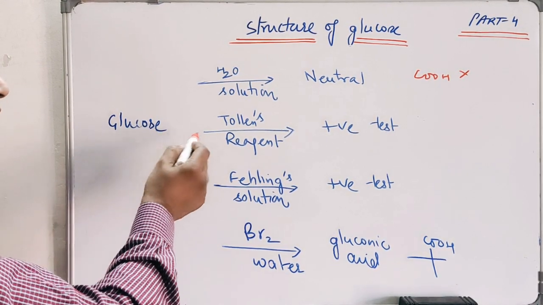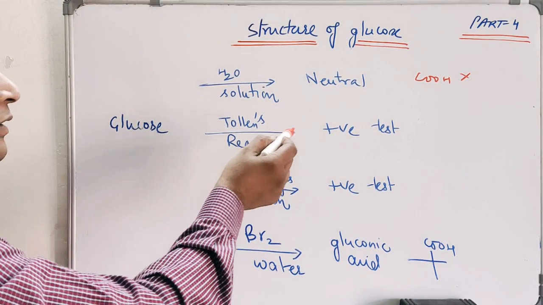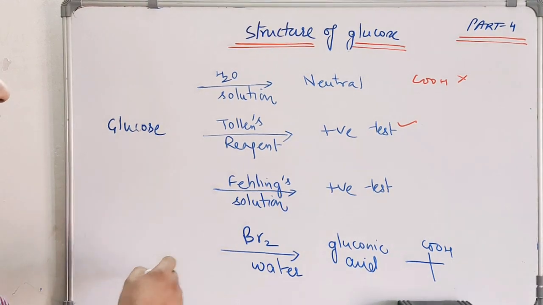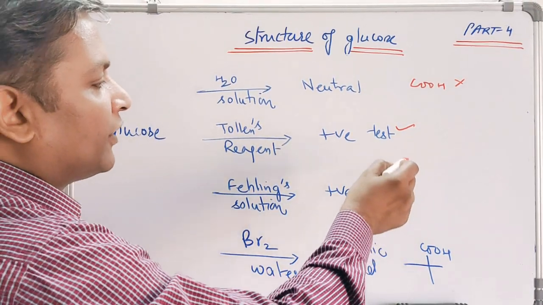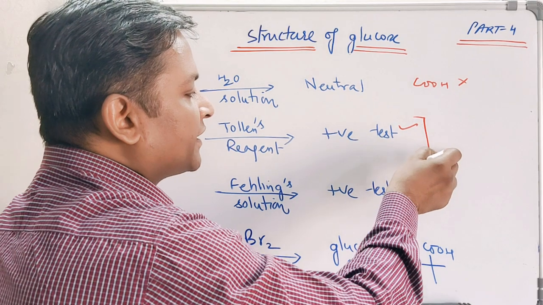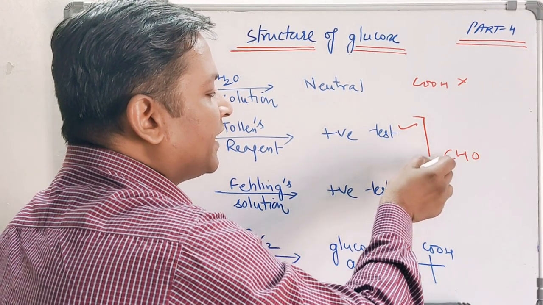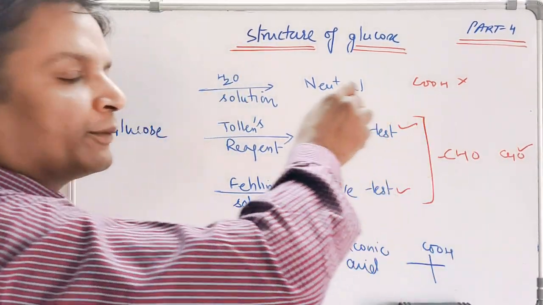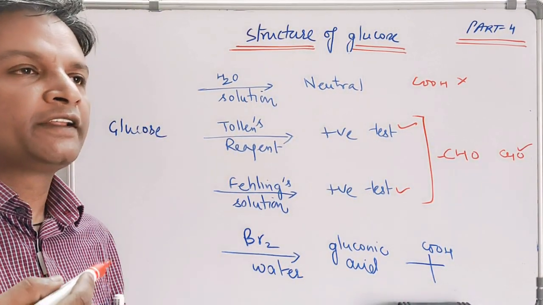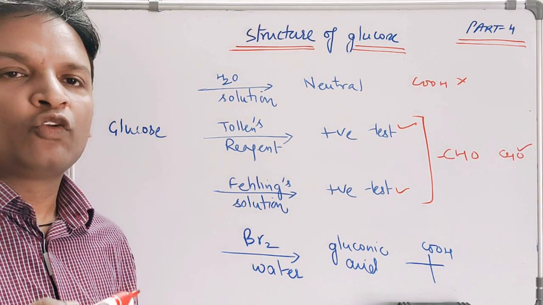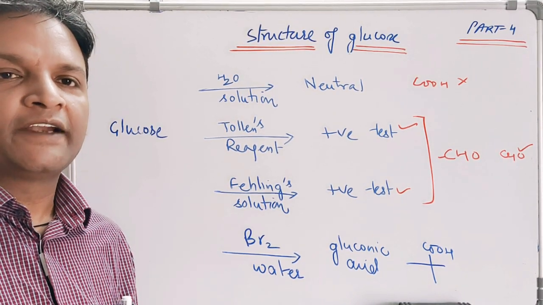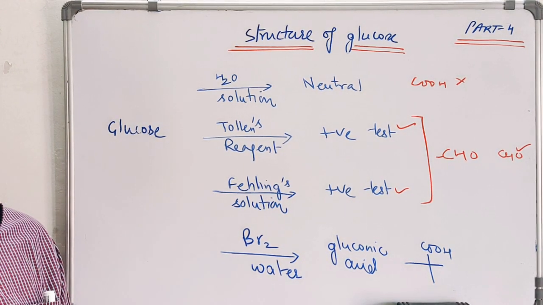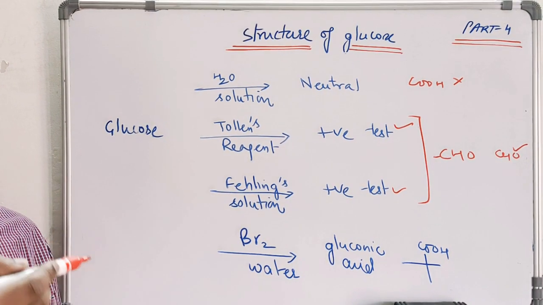When glucose was treated with Tollens reagent, the test was found to be positive. When glucose solution was treated with Fehling solution, the test was also positive. As all of us know, these two tests are given by aldehyde only, so it means that glucose is aldehydic in nature. Glucose must be containing an aldehyde group, and aldehydes are always present at the end of the chain. So glucose must be a linear chain molecule containing an aldehydic group at the chain end.